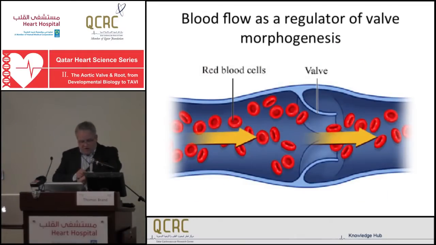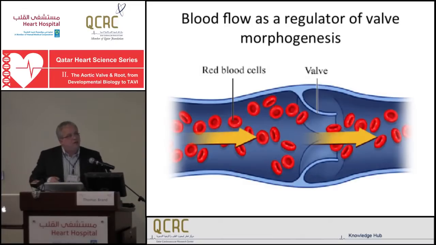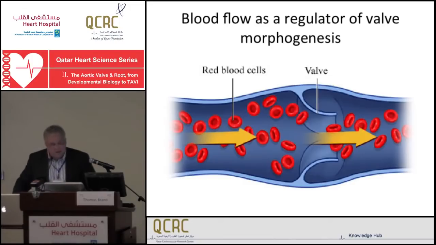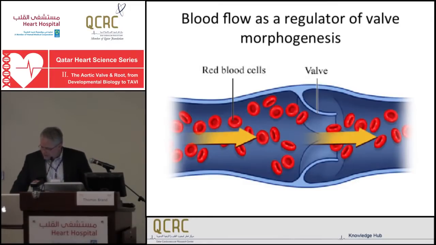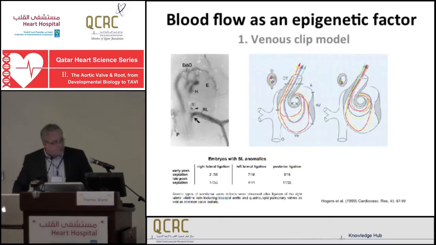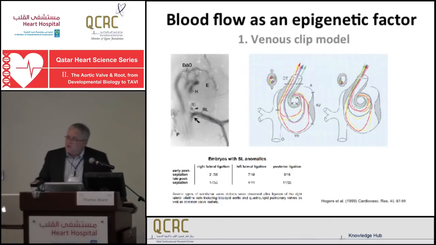Okay, the final part of my talk will deal now with the role of blood flow. So far we have discussed signals and genetics, but we also have clearly another regulator that is involved in valve development, and this is mechanical in nature. Endothelium is known to be very sensitive towards changes in shear stress. The first indication that this may play a role in valve development is an experiment done by the Leiden group, by Adriana Gittenberger-de Groot's group in Leiden.